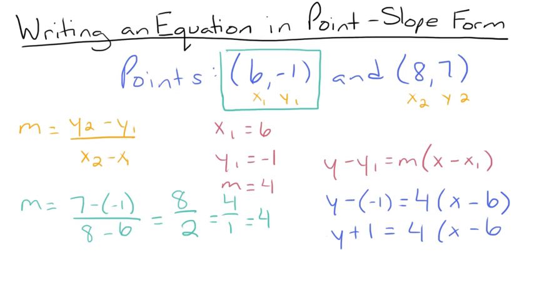If you instead chose to use the point 8, 7, your answer would be y minus 7 equals 4 times x minus 8. Again, either one of these two formulas is an acceptable answer. So y minus 7 equals 4 times x minus 8, and y plus 1 equals 4 times x minus 6 are both correct answers. I hope that this video helped you get more comfortable with point slope form. Thanks for watching and happy studying.